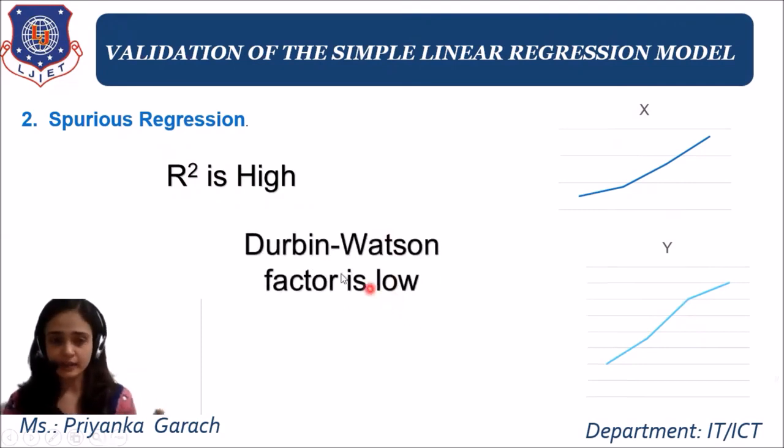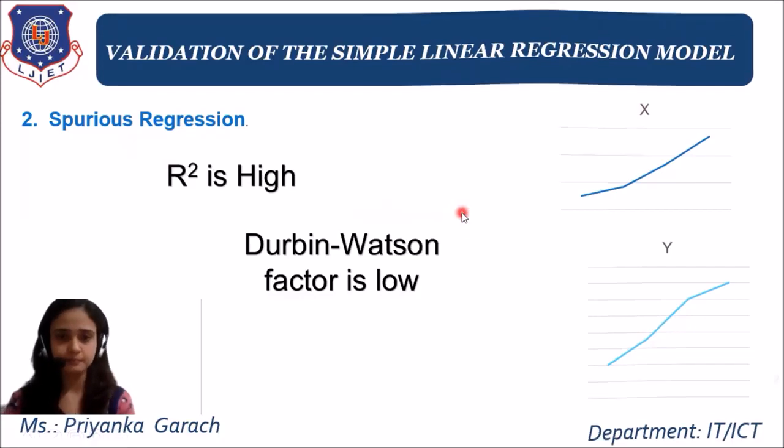There is one more important factor, that is the Durbin-Watson factor. When you are getting the Durbin-Watson factor as low, it means there is something wrong happening in your model. So if you have the value of r square as high, and with this high r square, you find the Durbin-Watson factor as low, it means there is something wrong in your model. It is a type of spurious regression. It is not your original simple linear regression.